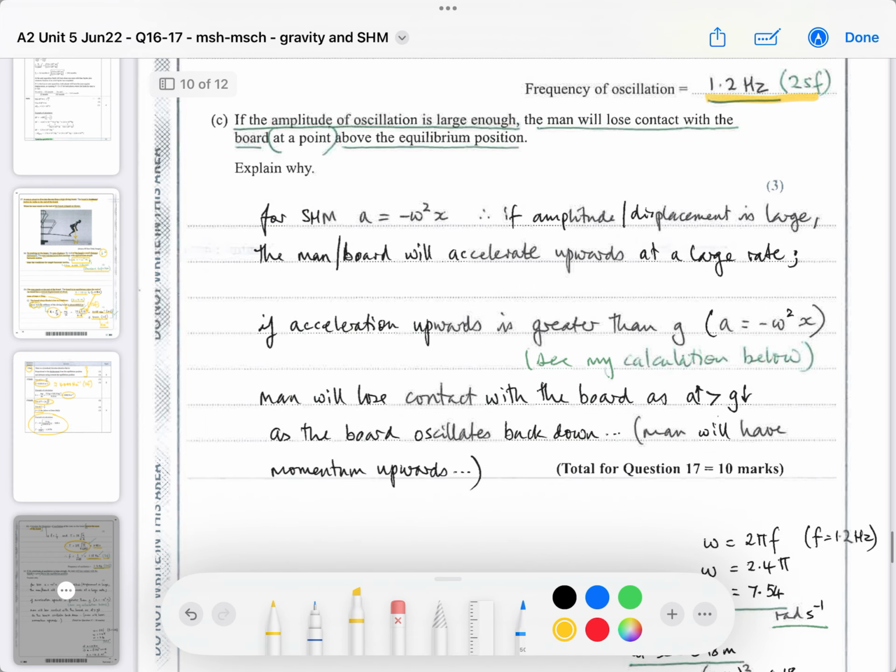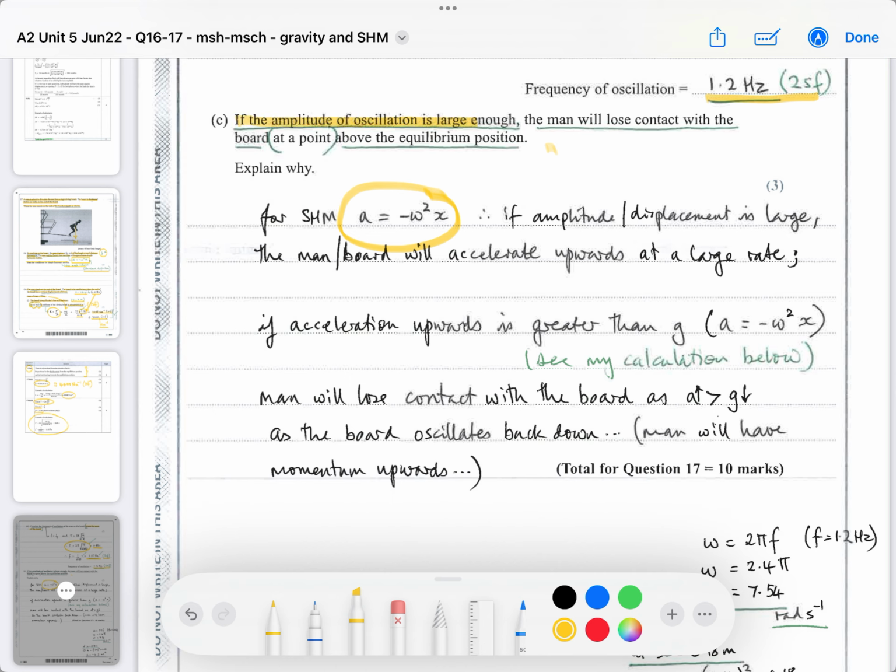This is the bit that I want to make sure you understand. The mark scheme just has them down as bullet points, but my student didn't understand the reasoning of the mark scheme. You can either do it with forces or with accelerations. I think it's easier by looking at acceleration, because remember, a equals minus omega squared x, where the acceleration is in the opposite direction to the displacement.